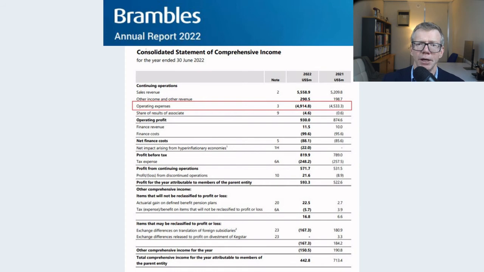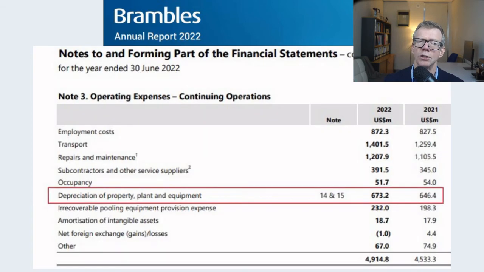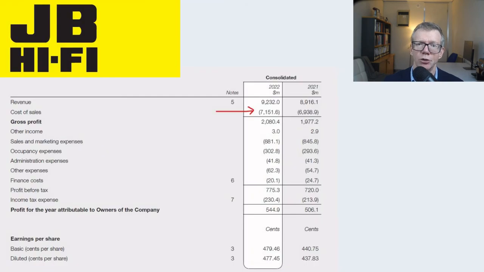Depreciation is typically regarded as an operating expense, so it will be included in our calculation of operating profit. We can see a typical example of this in the 2022 Brambles annual report, where we've got a line item in the income statement saying operating expenses, and we have a look at that in the notes to the account. We can see that it includes depreciation of property, plant and equipment. In 2022, we can see just under $673 million there. But not all organisations will show it exactly like that in their financial statements.